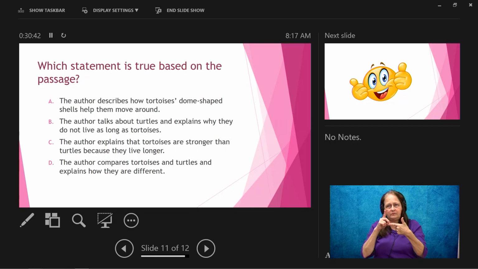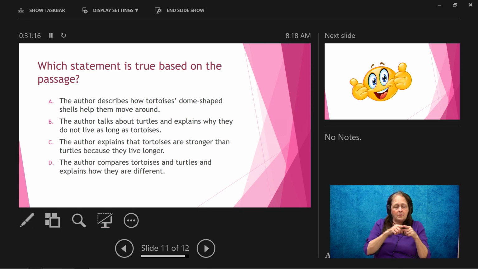C, the author explains that tortoises are stronger than turtles because they live longer. Sounds good. I would like to think that the tortoises are stronger. They sound like they're better. They live longer. But the author didn't actually make that statement, did he? He did not say that the tortoises are stronger because they live longer. That doesn't make any sense. Some people live a long time, but it doesn't mean they're strong. Their immune system could be weak and they don't do so well. Same thing with those animals.